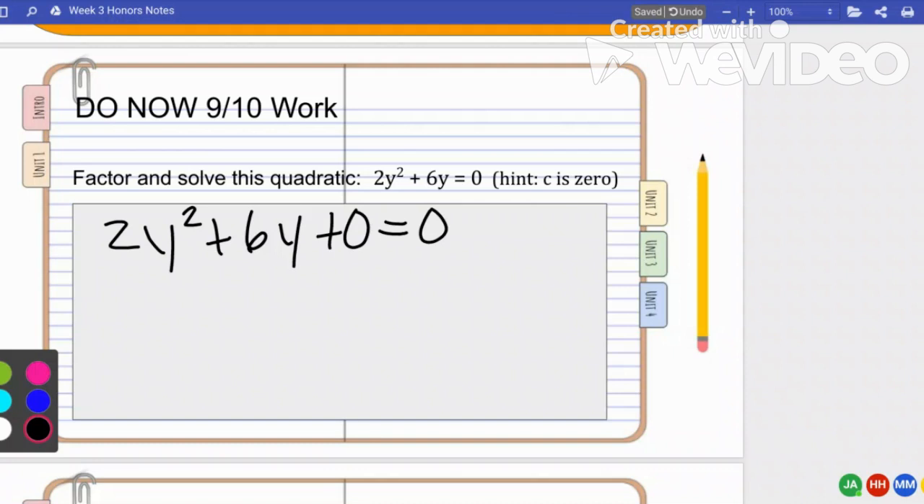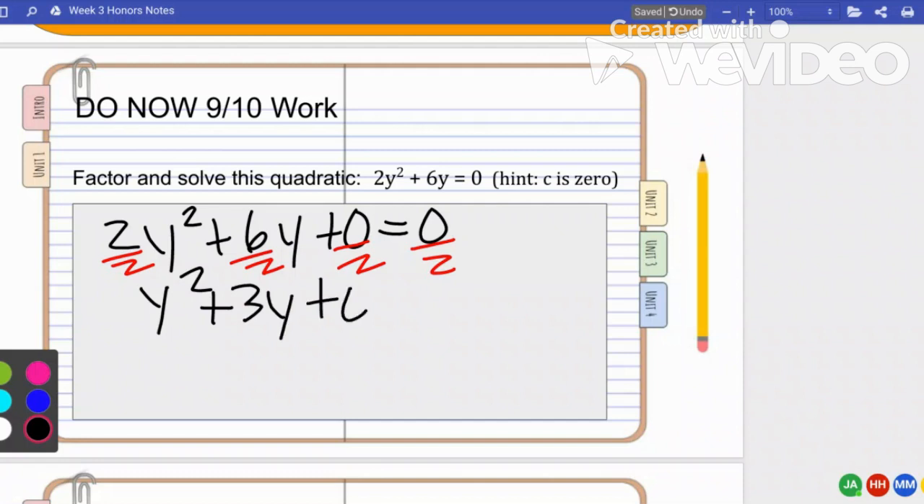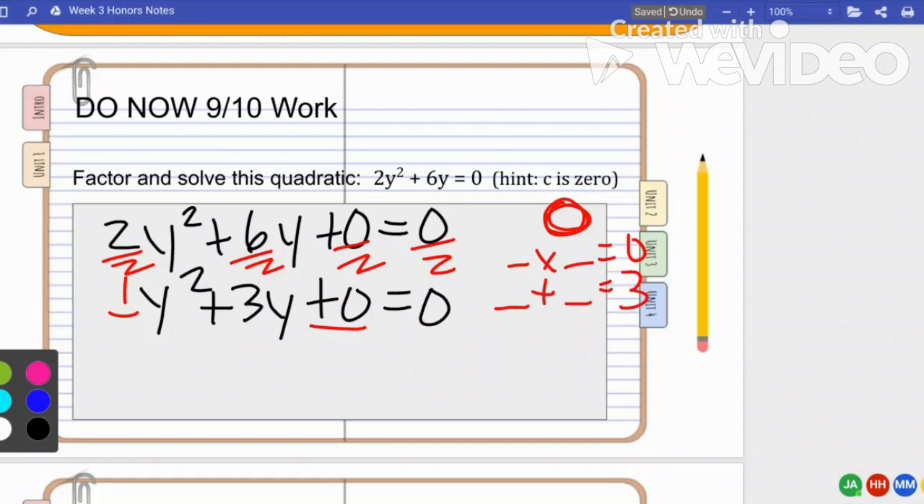Well, all of those are divisible by 2. So I'm going to divide everything by 2. When I do this, I get y squared plus 3y plus 0 equals 0. So I asked you guys to take the first number, the a, which is 1, and the last number, which is 0, multiply them together. 1 times 0 is 0. I'm looking for two numbers that multiply together to give you 0. But when you add those same numbers together, you have to get positive 3 because that's your b.